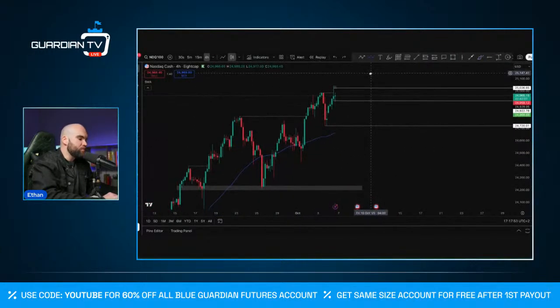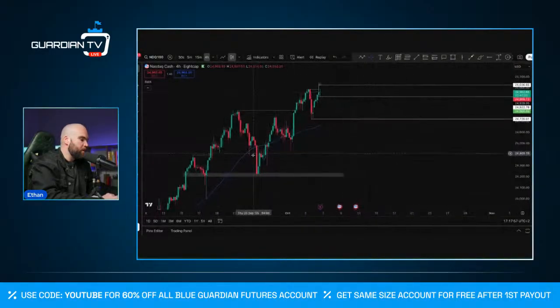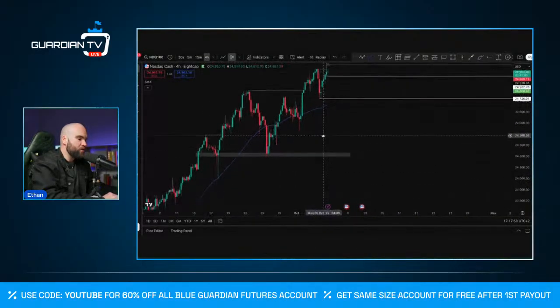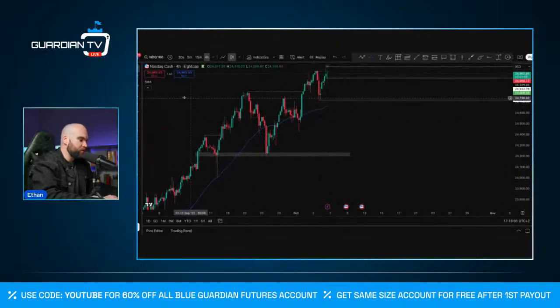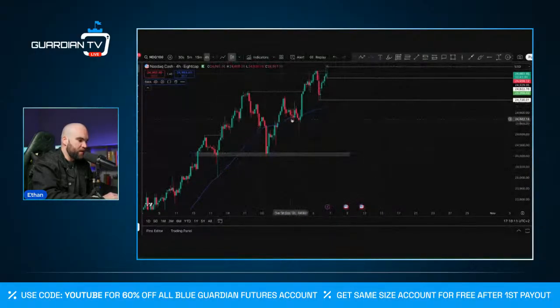However, you can simplify this even more. And the way that I simplify determining trend is simply by using the 50 simple moving average, okay? So the 50 simple moving average you can put on your chart, put the length to 50 on the SMA, and it's this blue line here.